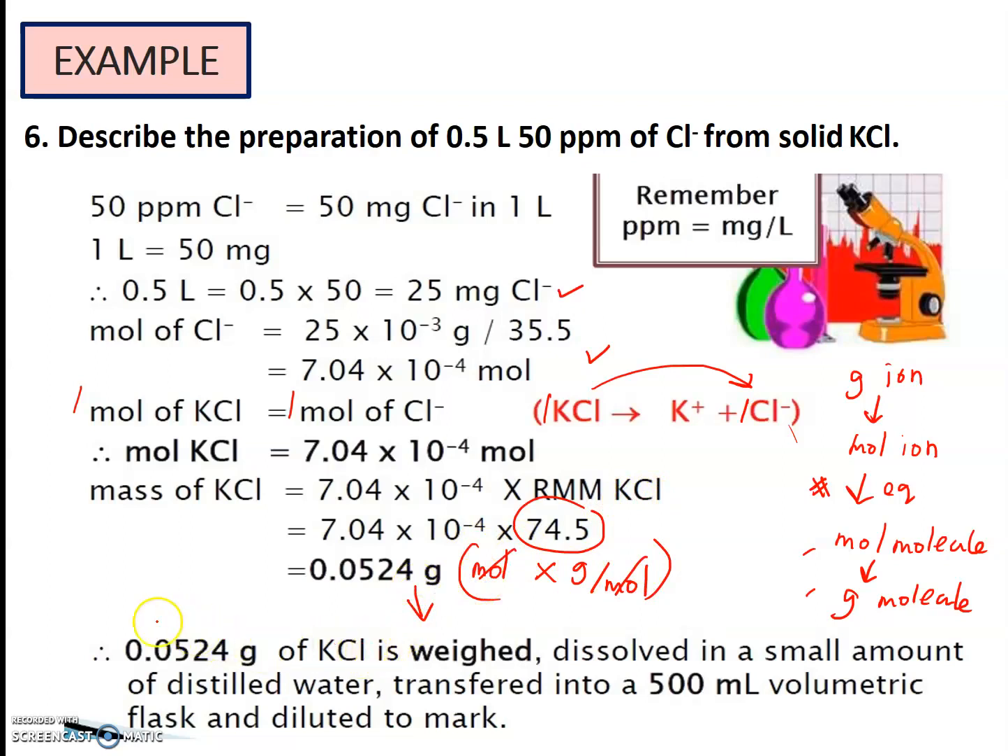So this is the preparation of solution question. Weigh 0.0524 gram potassium chloride and then dissolve in a small amount of water, transfer to 500 ml volumetric flask, dilute with distilled water until the calibration mark and shake. For questions like this, you have to do the equation and the relationship here.